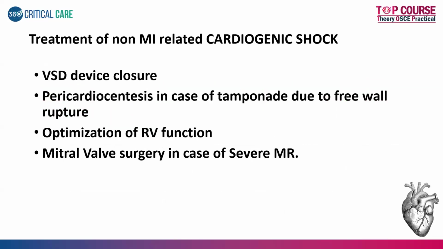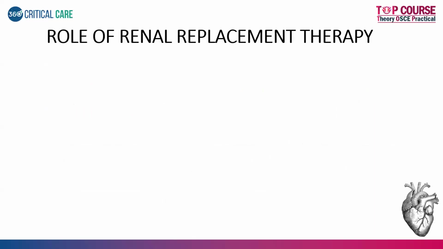So what is the treatment of non-MI related cardiogenic shock? You should think about VSD closure, pericardiocentesis if there is excessive tamponade, or optimization of RV function, which I'll be coming to in the next class, and surgery for any valvular pathologies.